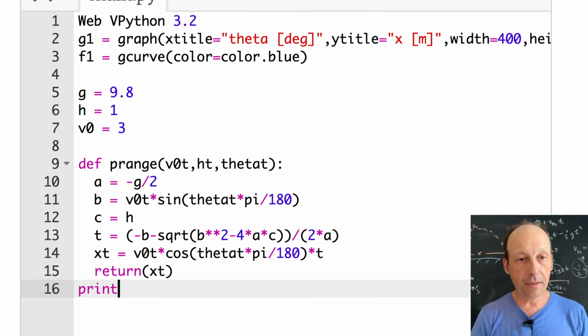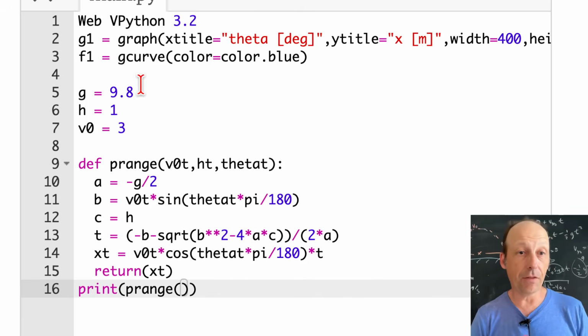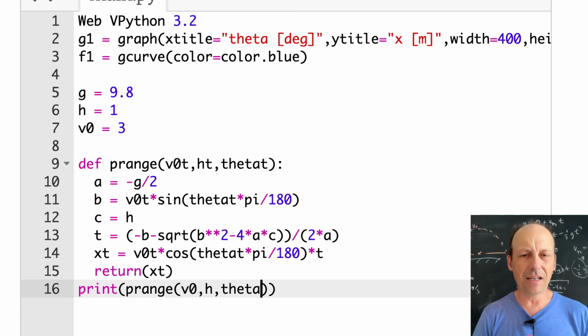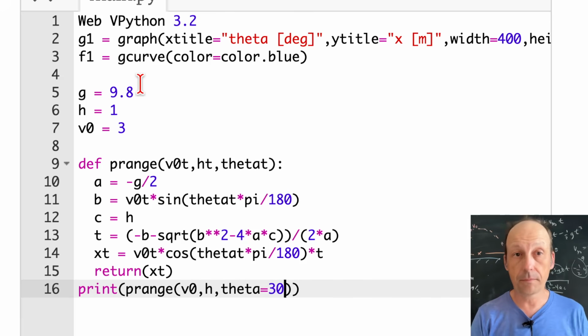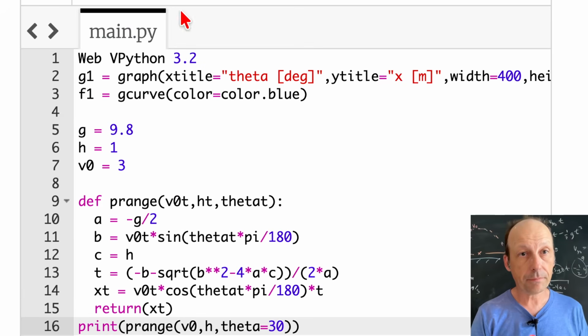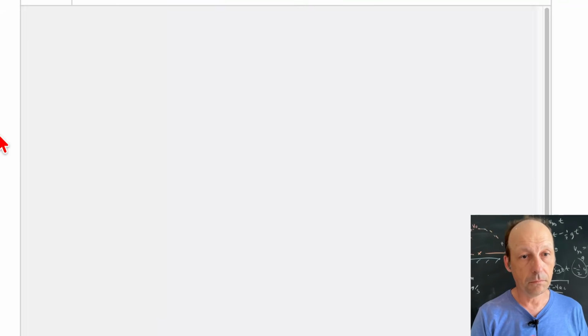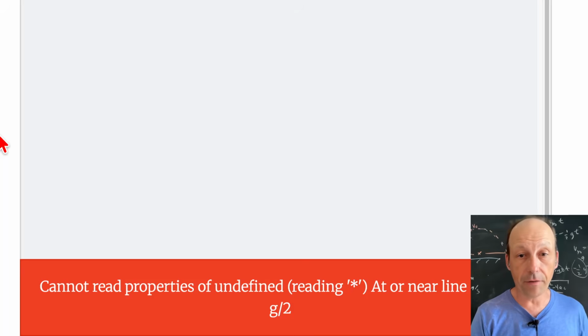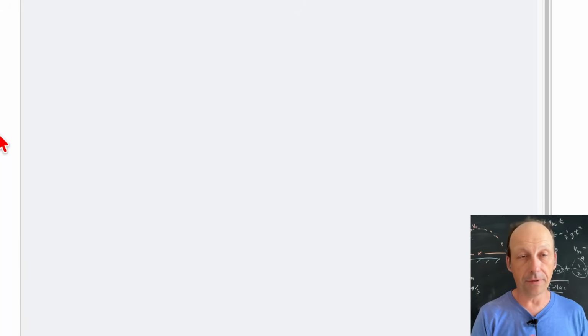So return xt. Let's just test this out. So print prange, my function. I'm going to give it the velocity v0, the height h, and let's say theta equals 30. I'm just picking a thing. Let's just see if it works. And it didn't. Cannot read property of times in line 11.